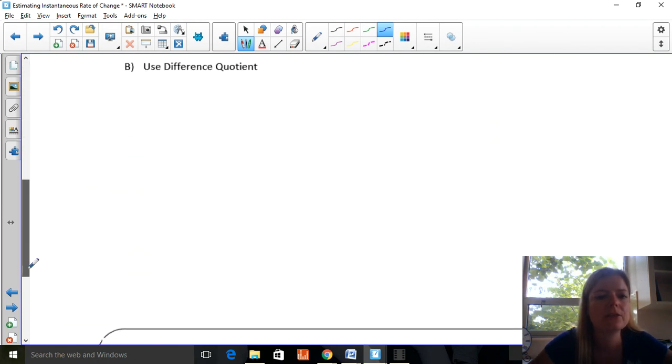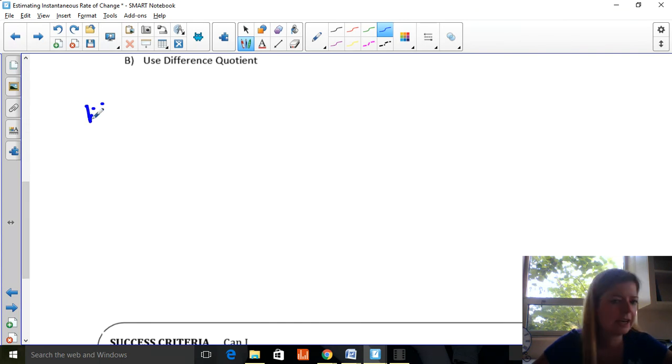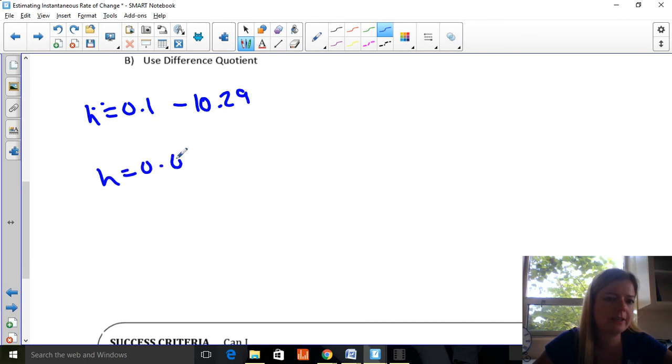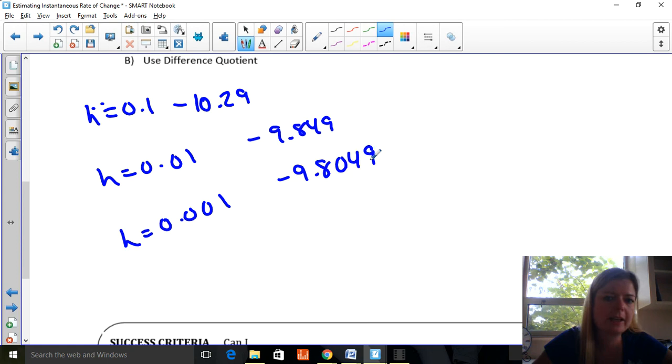And then in the difference quotient, please use h equals 0.1, where your answer should be minus 10.29. H equals 0.01, where your answer should be minus 9.849. And then a third one, you should realize at this point that a third point is necessary, and you should get minus 9.8049. Because these two are getting so close together, you should be able to show and understand that this is approaching minus 9.8.